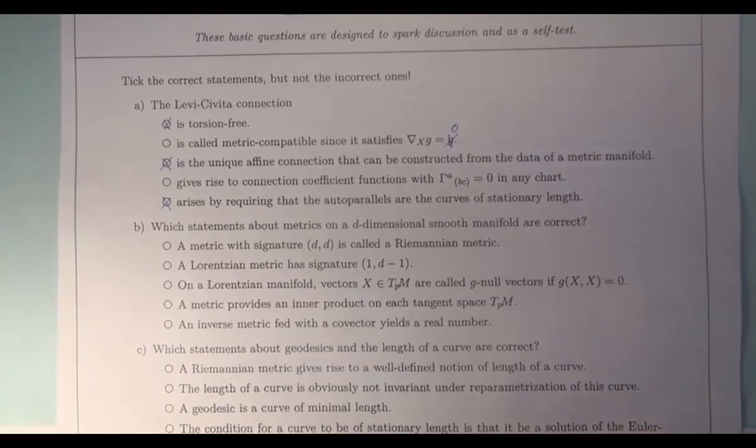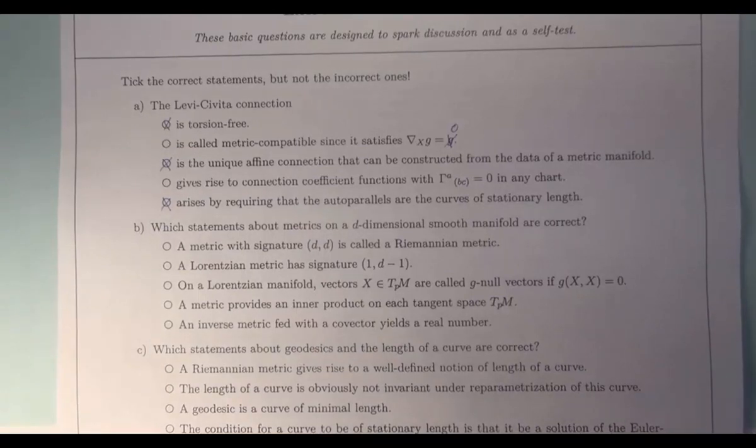Number B. Which statements about metrics on a d-dimensional smooth manifold are correct? The first statement: a metric with signature (d,d) is called a Riemannian metric. This is not true, since a Riemannian metric has the signature (d,0) or (0,d). A Lorentzian metric has signature (1,d-1). That's quite true, or it could also be (d-1,1).